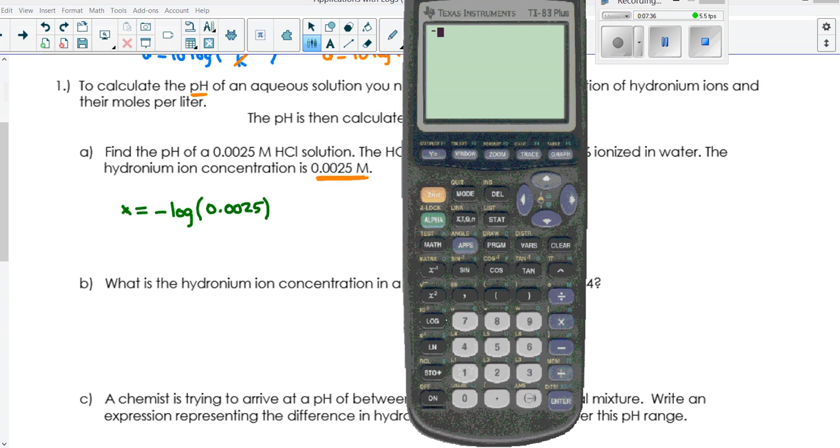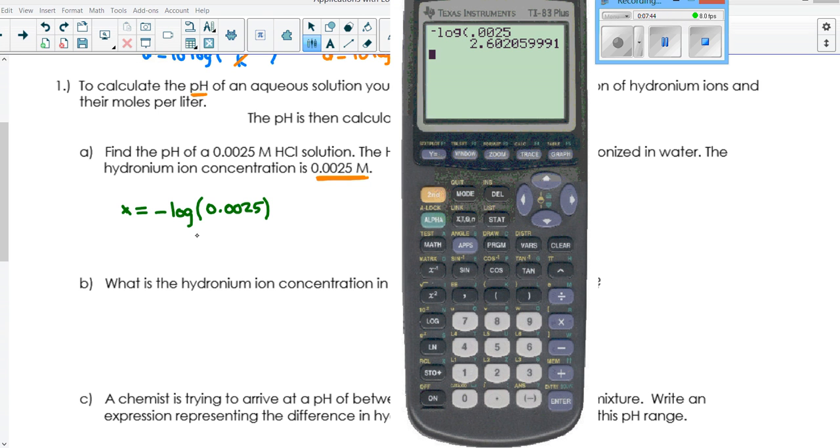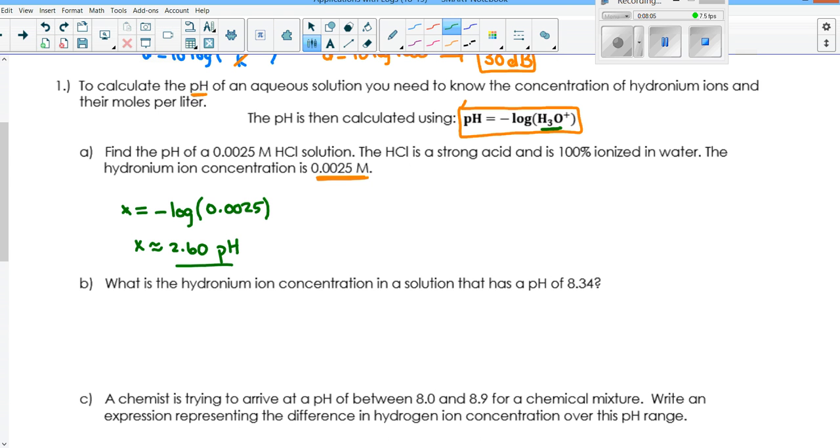Okay, so I'll say negative log 0.0025. Okay, and then I can say that x is about 2.60, and that's pH. Where the pH is about 2.60. Okay. Alright, so that was just evaluating.